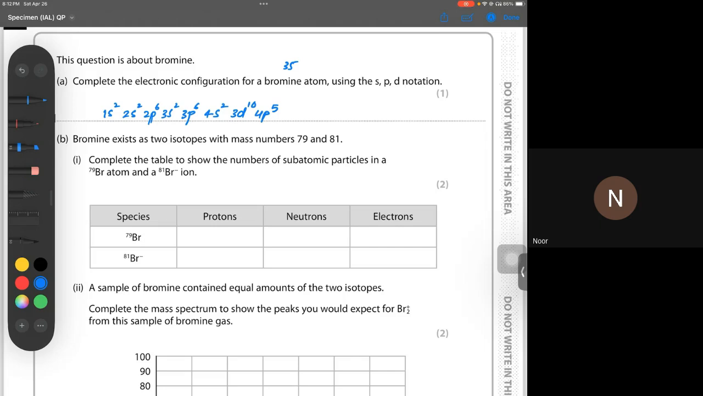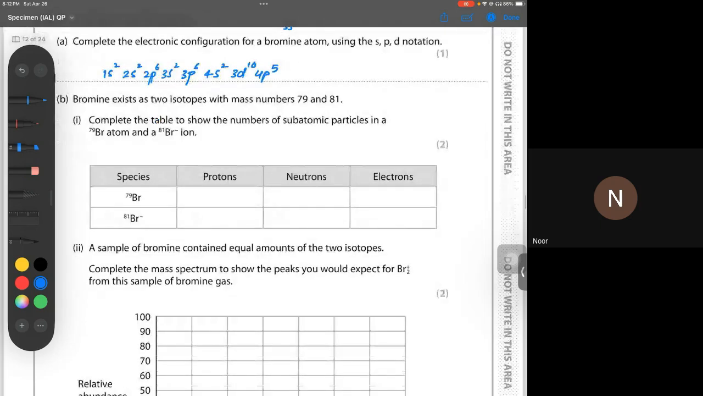Okay, then question number B. Species, then protons, neutrons. The protons mean 35, neutrons mean 79 minus 35, electrons are 35. And for this one, protons are 35, electrons are 36 because it has a minus one charge. And 81 minus 35 would be equal to the number of neutrons, 46. Okay, very easy question.